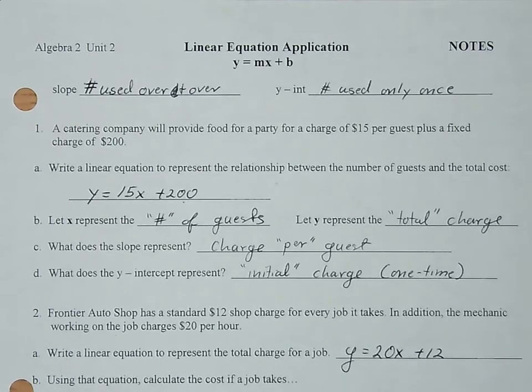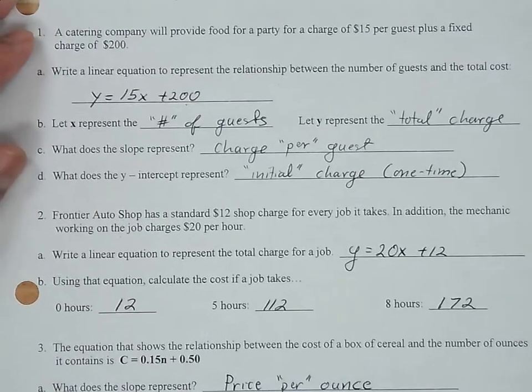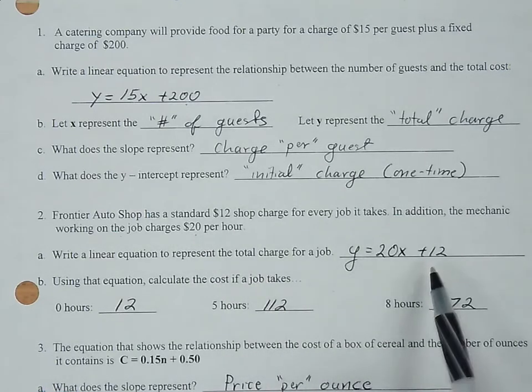Okay, another example is right here. Frontier Auto Shop has a standard $12 shop charge for every job it takes. In addition, the mechanic working on the job charges $20 per hour. Again, there's an initial fee and then the fee used over and over again. You're only charged the shop fee one time, and you charge the hourly rate multiple times. So this is going to be your slope. That's your y-intercept. We go ahead and write it just like this.